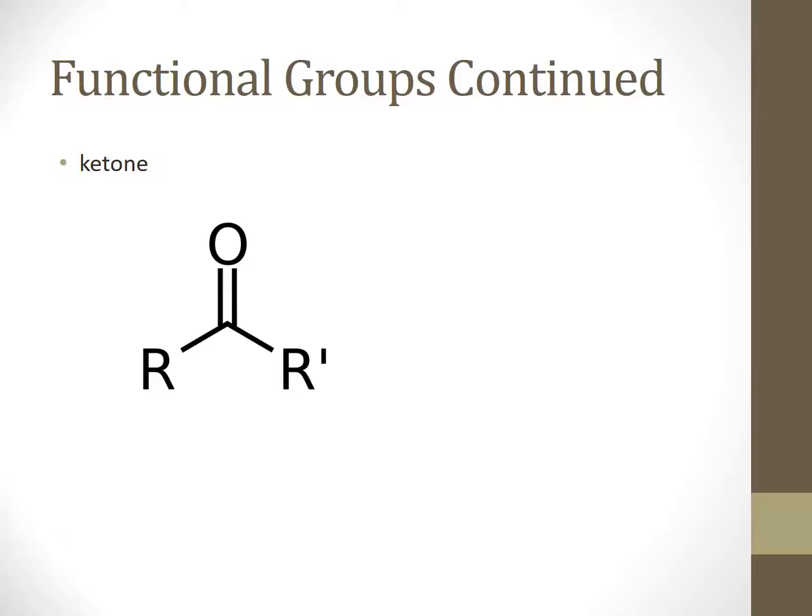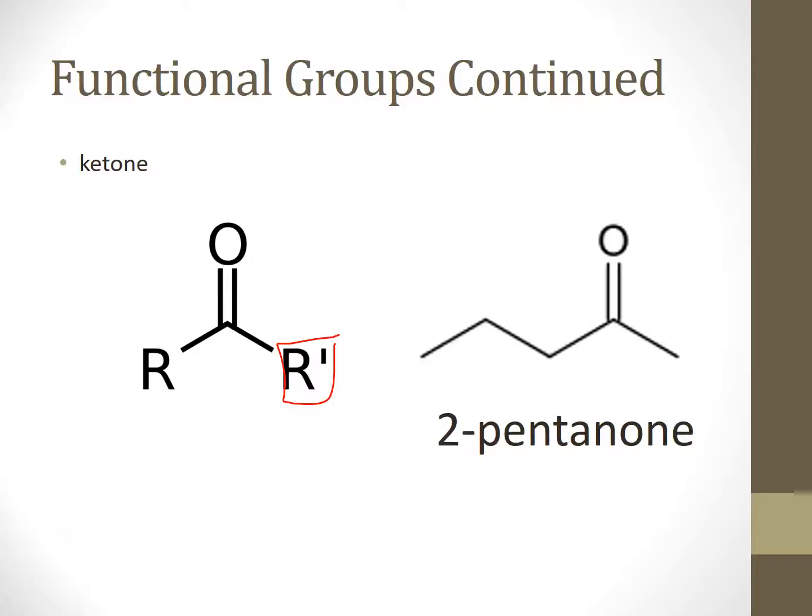So the ketone is pretty similar to the last one that we just saw, except instead of that H, it's going to have a different carbon chain on the other side. So for example, this one here, the full carbon chain is 1, 2, 3, 4, 5 carbons long. So if it were an alkane, we would call this pentane. However, it's a ketone. So this one is actually called 2-pentanone.